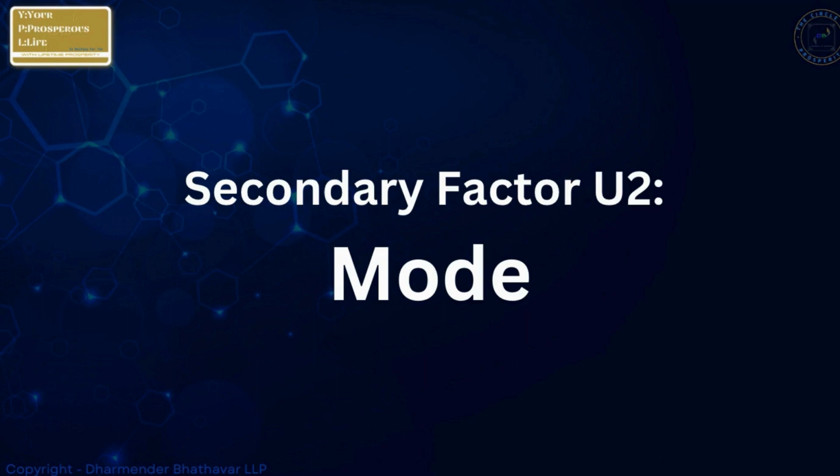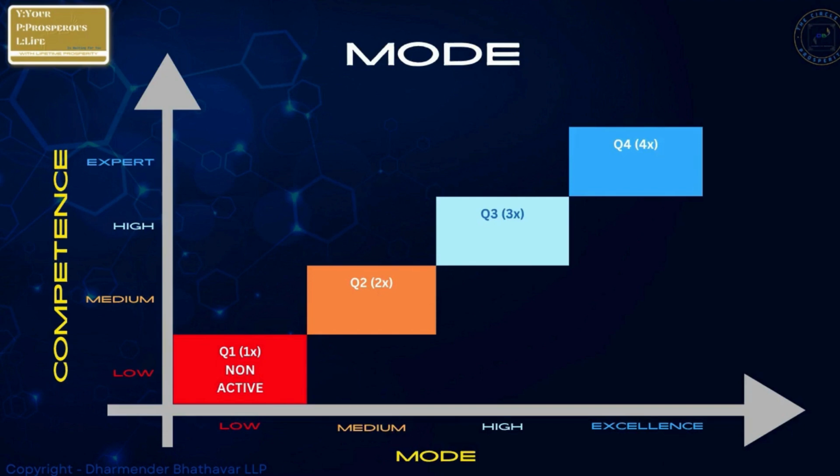So now let's try to understand what the 4 quadrants are in this particular secondary factor. The first one is, if your competency is low, that means you are also on the low mode. That means you are placed in quadrant 1, that is non-active. What exactly do we mean by this? A non-active approach is characterized by a more passive or reactive stance, where an individual may be less inclined to take any initiative or engage in any activity to shape their circumstances.